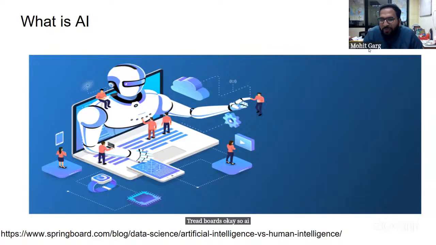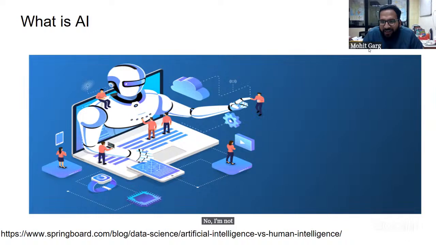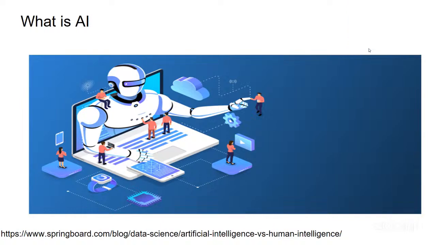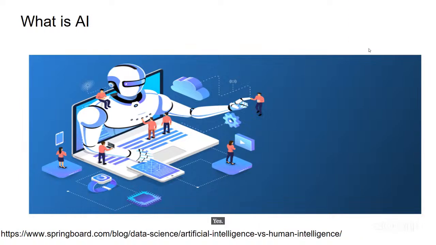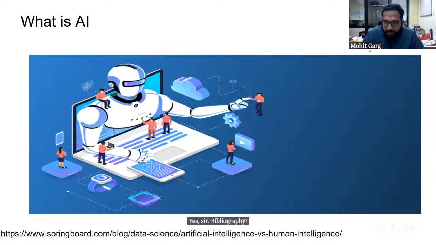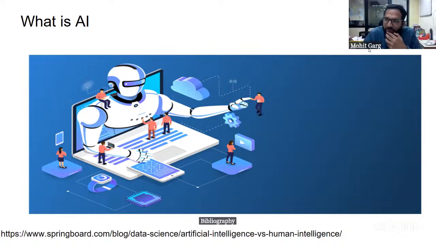AI's full form is artificial intelligence. Now I want to know what artificial intelligence is. No, I'm not asking about augmented reality. It can perform advanced functions. Can we use AI in bibliography? Okay, we can use AI in bibliography. Would anyone like to add something about what AI is?